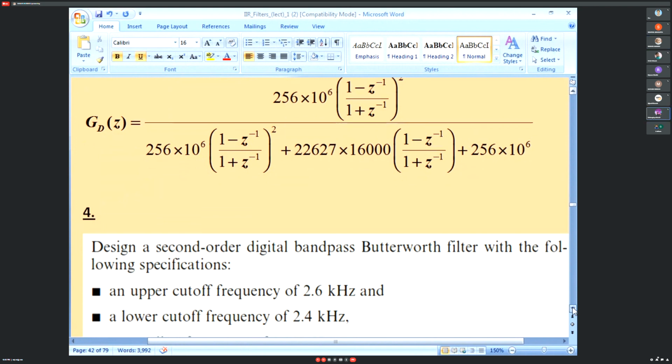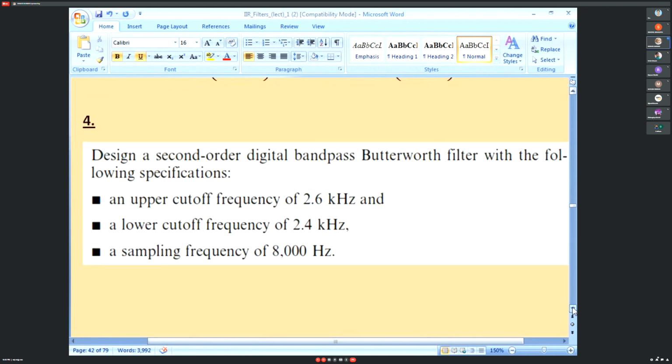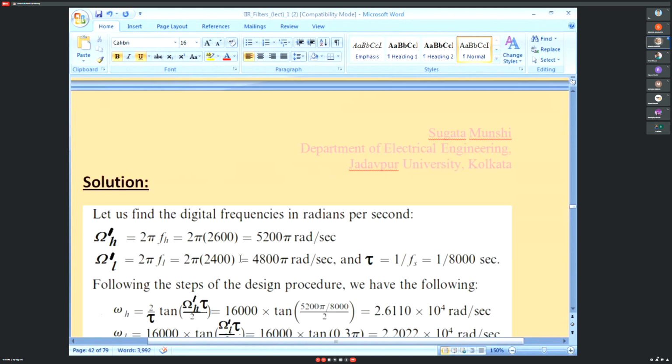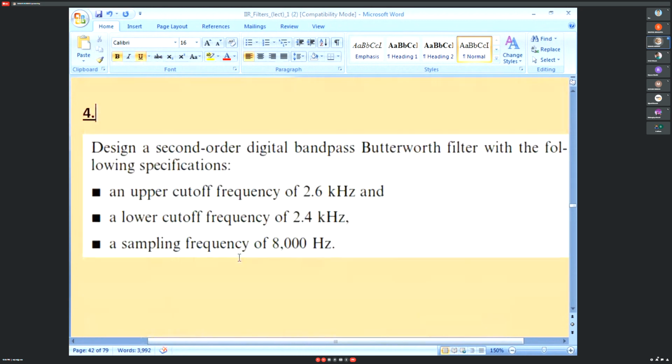Completed, sir. The last problem: design a second-order digital bandpass Butterworth filter with the following specifications. Upper cutoff frequency should be 2.6 kilohertz, lower cutoff frequency 2.4 kilohertz, and sampling frequency should be 8000 hertz or 8 kilohertz. All right. So write down this problem, then I'll just proceed with the solution. That will end my discussion.